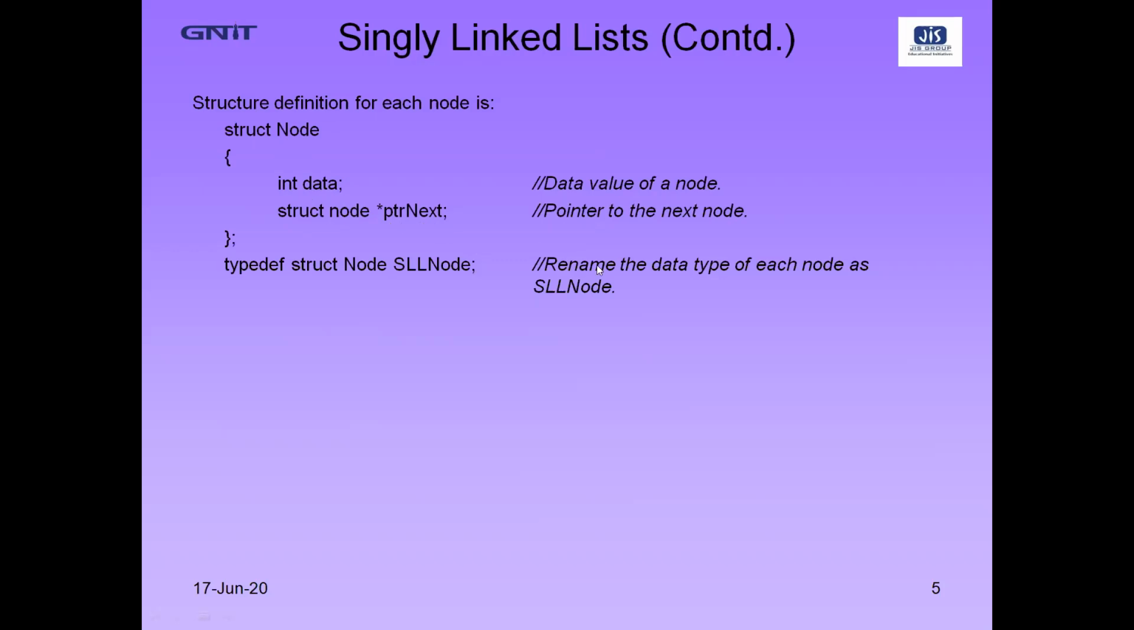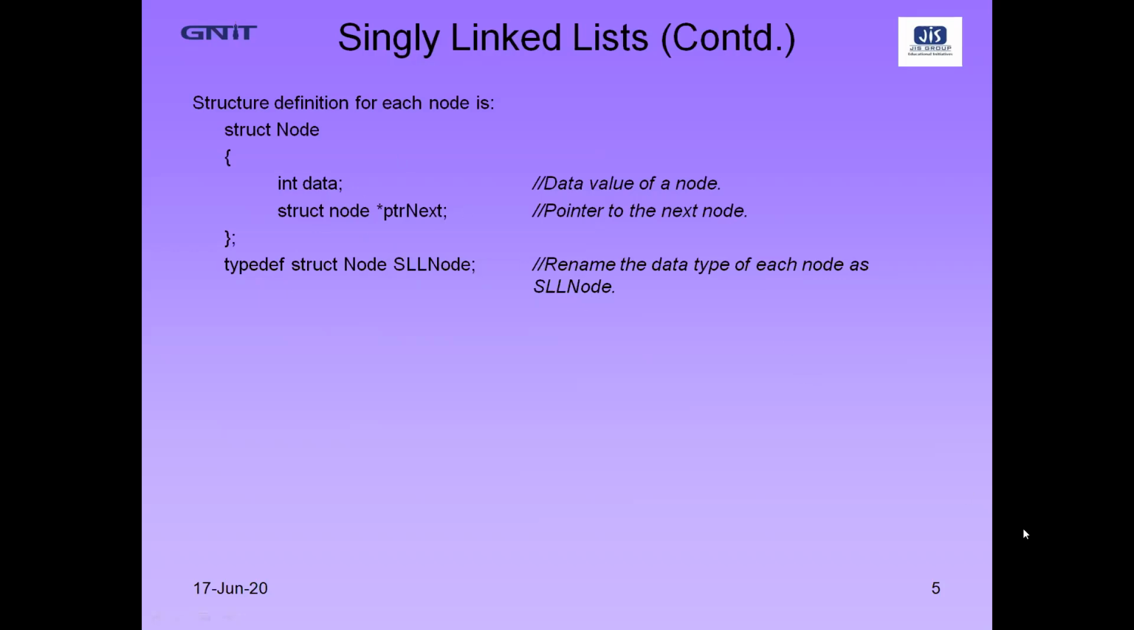So after that we rename the data type of each node as SLL node. So that's why here we have to define typedef, that is type definition, and this node is now treated as SLL, right? So here each node has two fields, the first one is the data field to store the information, and the second field is the link field which contains the address of the next node in the list. So from the concept of self-referential structure, the structure definition for each node is treated in this way, right?